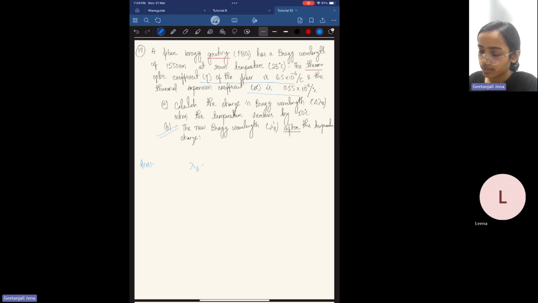So lambda B is given, 1550 nanometer. Eta is given, 6.5 into 10 to the minus 6 per degree Celsius. Thermal expansion coefficient alpha is 0.55 into 10 to the minus 6 per degree Celsius. So what is the change in lambda B when we have a change delta T?